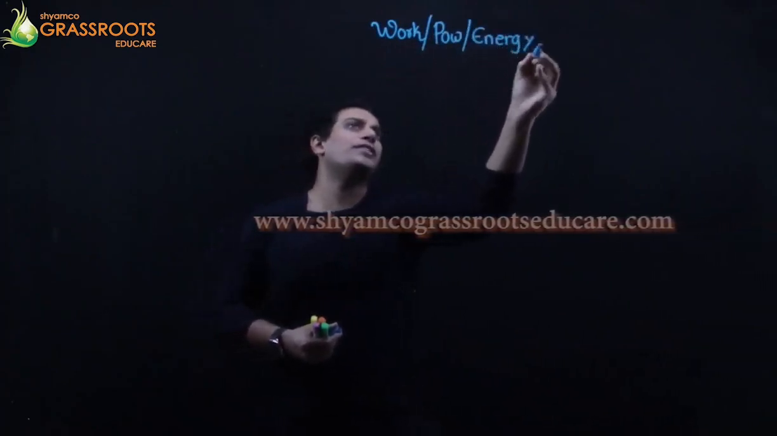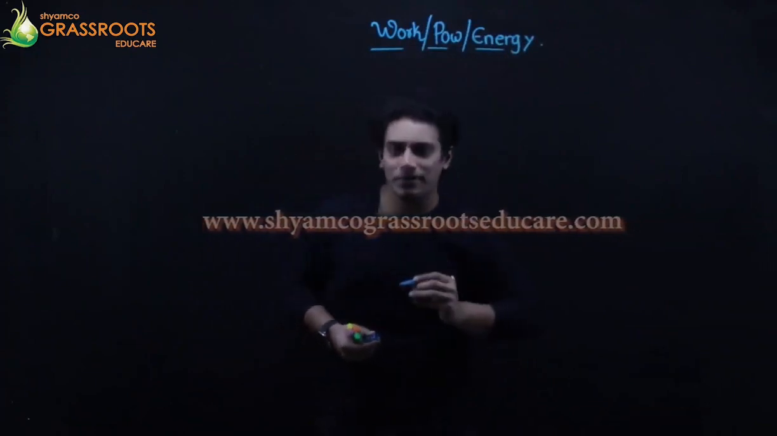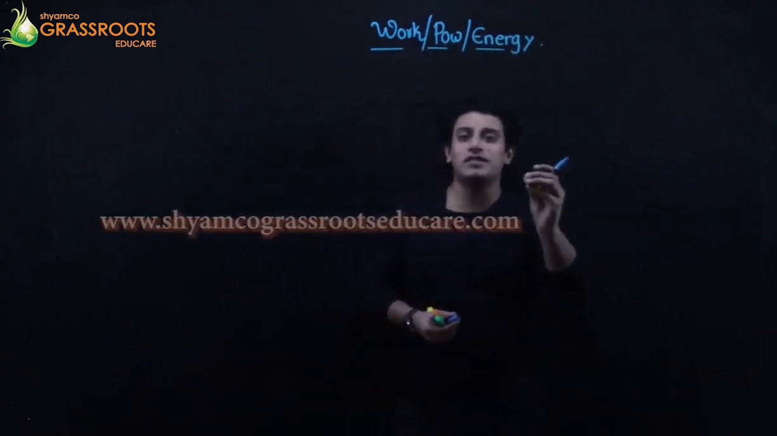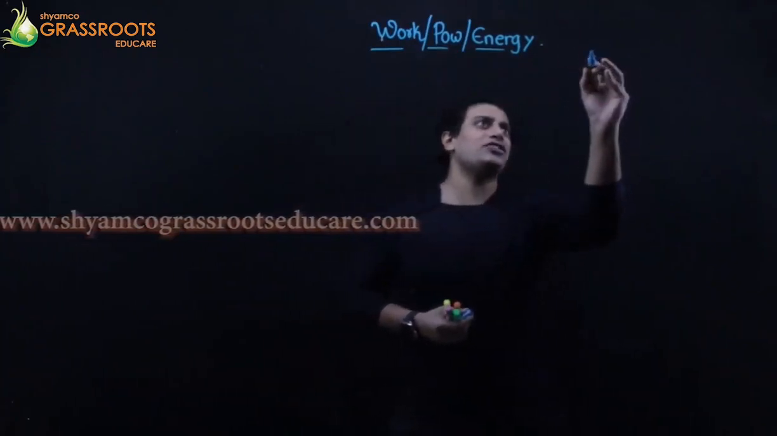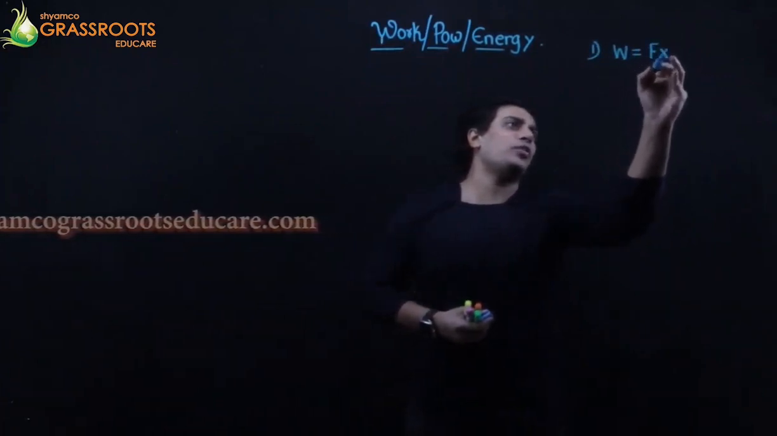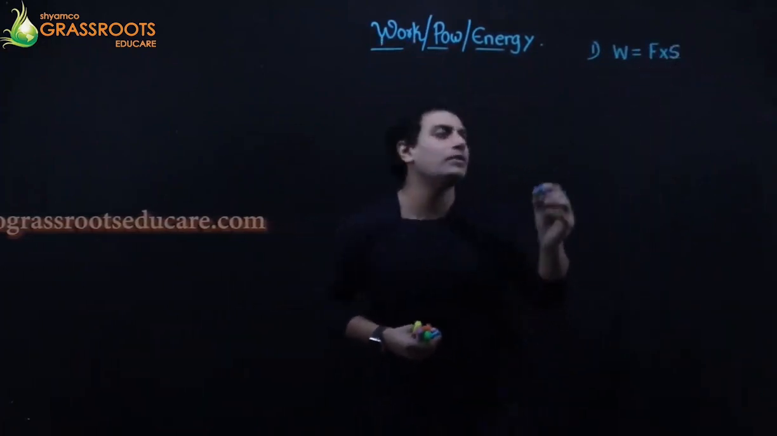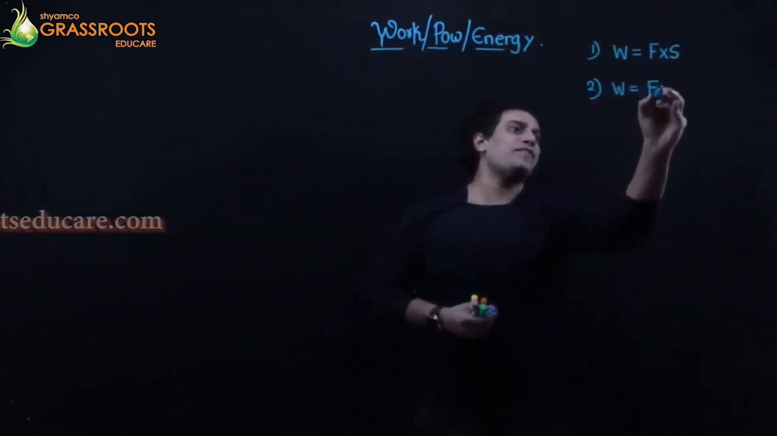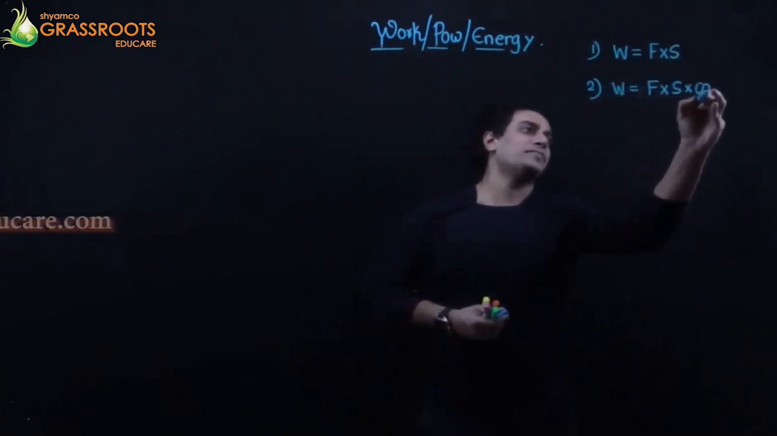First, I'm going to give you a list of formulas based on this chapter, and what is the SI unit and what is the symbolic representation, right? So many formulas are there in this chapter. The first one, work is equal to F into S, force into displacement. Second formula, work is equal to Fs cos theta.